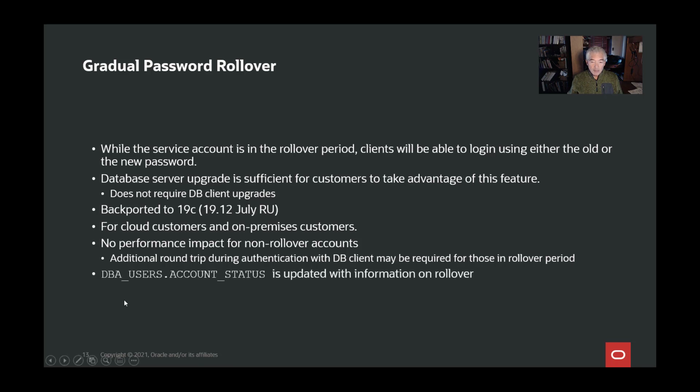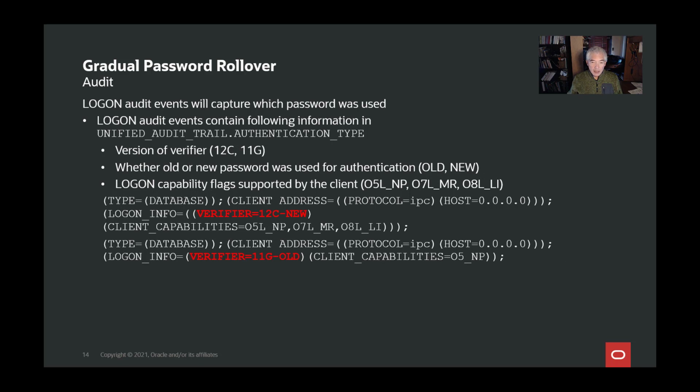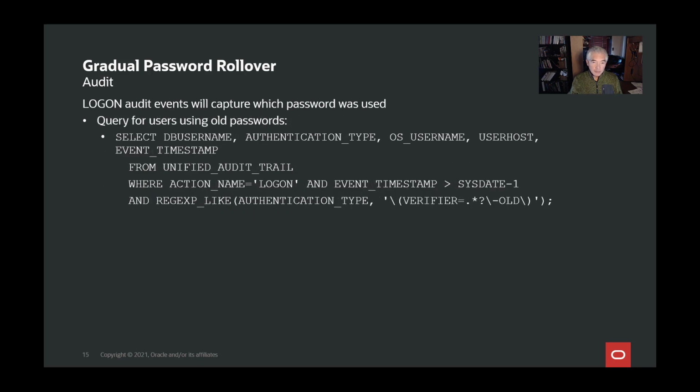The DBA_USERS column, account status, is updated with rollover status information. And login audit events can also capture the password information. GPR information is captured in Unified Audit, both the verifier version, 11G or 12C, and whether the old or new password was used is captured. The first example, the new 12C password was used. In the second example, the old 11G password was used. If you want to query Unified Audit for service accounts still using the old password, run the following query. The regular expression will capture the -old, signifying use of the older password.